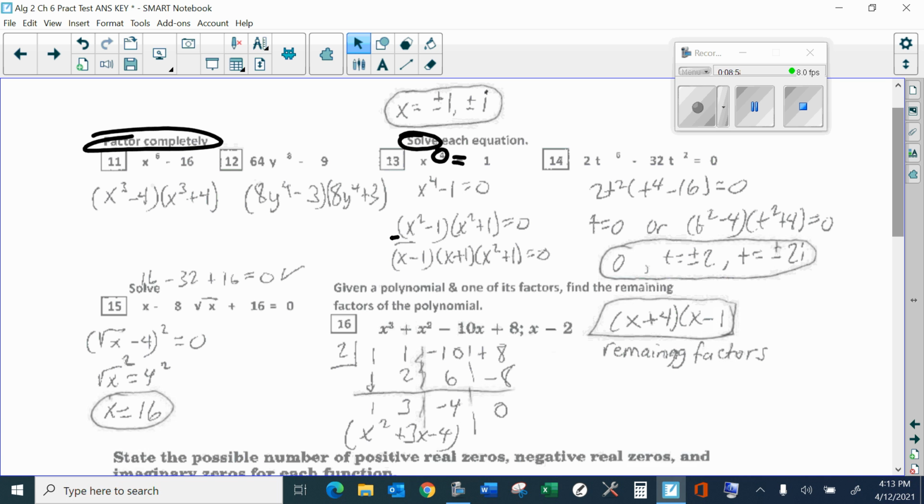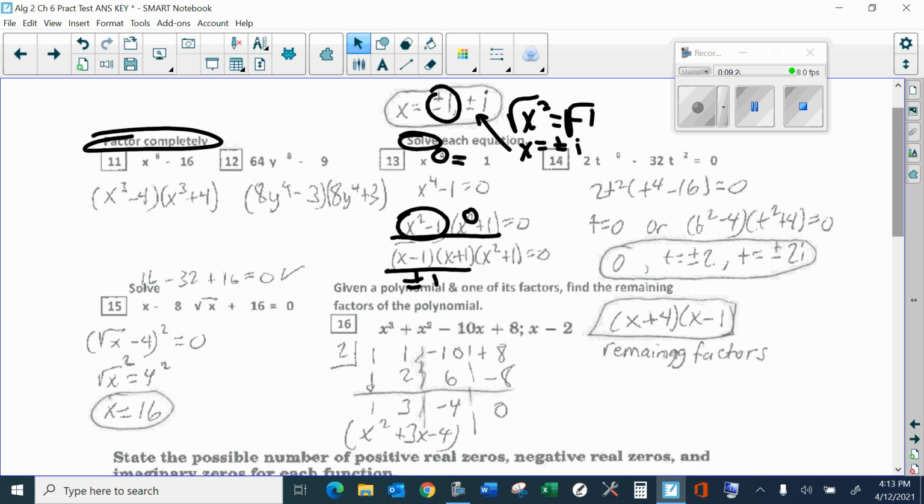Factor that into a difference of perfect squares. And this is another difference of perfect squares, but that does not factor again with difference of perfect squares. That gives me my 2 imaginary answers. So plus or minus 1 right here. That's the plus or minus 1. And when I solve x squared equals -1, take the square root, that gives me x equals plus or minus i. And that's where that comes into play right there.